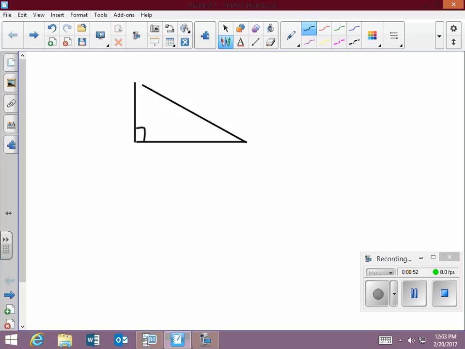This right triangle, 90-degree angle, this is B, this is A, C. The sum of the squares of the legs equals the square of the hypotenuse. And that's one of the theorems that we'll use.